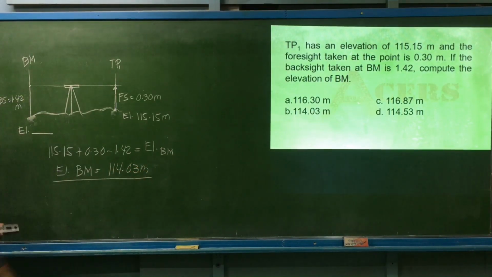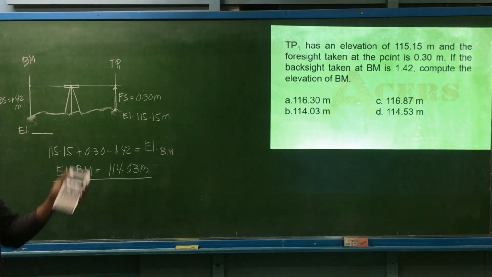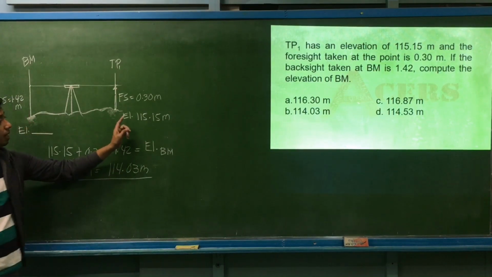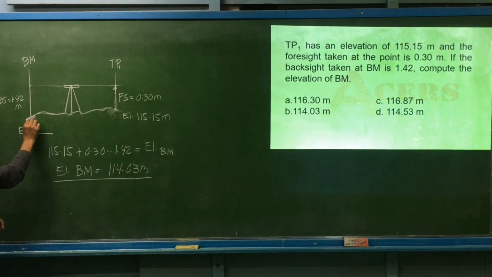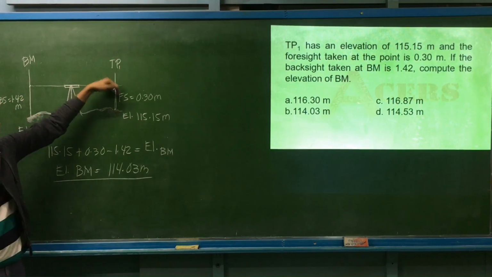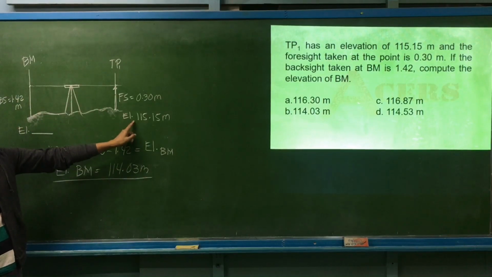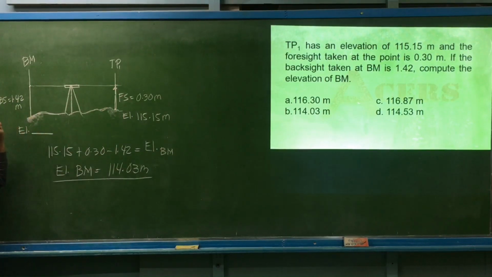meters. So nasa choices ba siya? 114.03, letter B. So ganoon lang, kapag ito naman yung hinahanap na elevation, pabaliktad usually, parang ito yung given elevation, plus backsight minus foresight. Kaya lang kung pabaliktad yung process, ito yung elevation plus foresight minus backsight. Ayun lang naman.